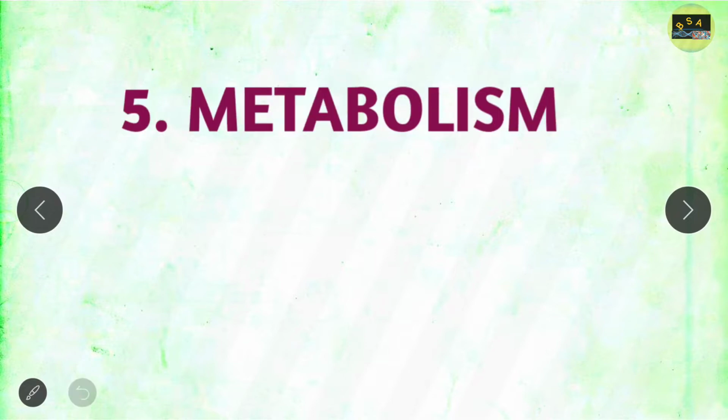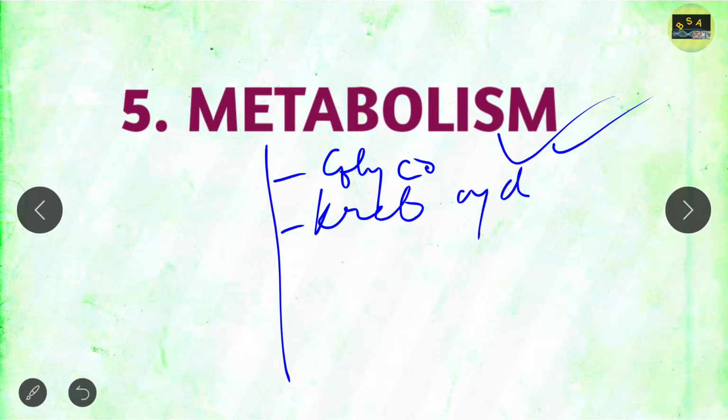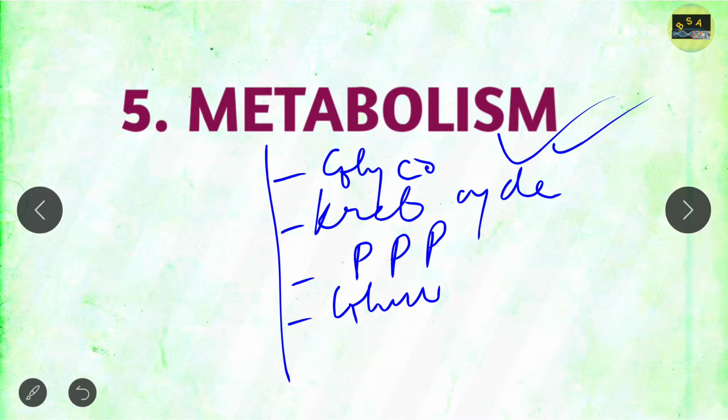Now the most important part of this section is metabolism. Here you have to focus on some of the important pathways. For example, glycolysis, very important. Sometimes they ask a very simple question from glycolysis, and you don't know it and just leave it, and it's gone, 4 marks. So glycolysis is very important. Krebs cycle, pentose phosphate pathway, gluconeogenesis, and all those important pathways.